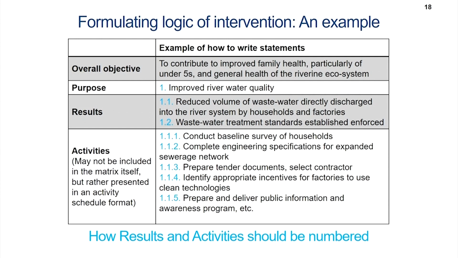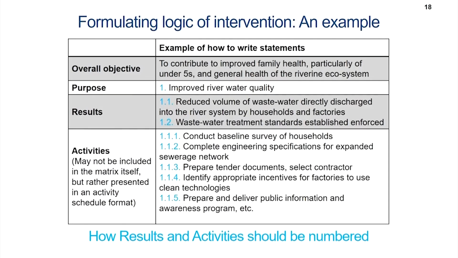Purpose is of course improved river water quality, because improved river water quality will lead to the effect of all of these, increasing fish catch for low income families, increasing better health for under 5 children in the locality, and so on. So, improved river water quality can lead to all of these. Therefore, that is the purpose of the project. Results, there are 2 identified results: reduced volume of wastewater directly discharged to the river system by households and factories, and second, wastewater treatment standards established, enforced.